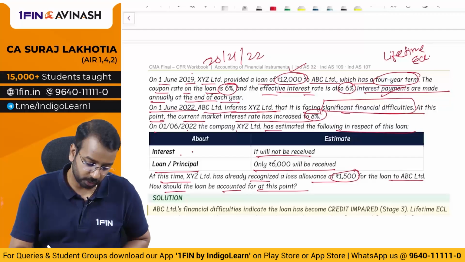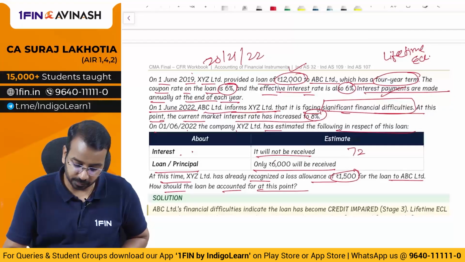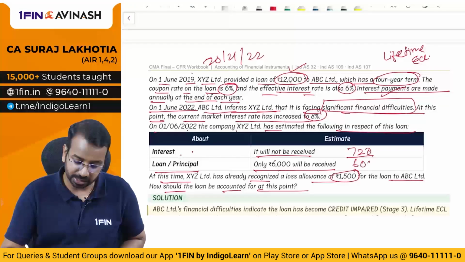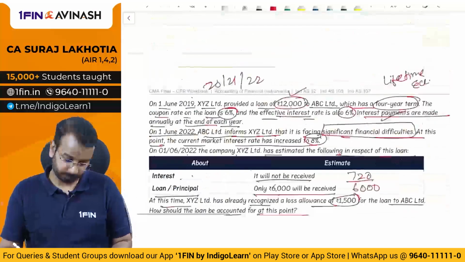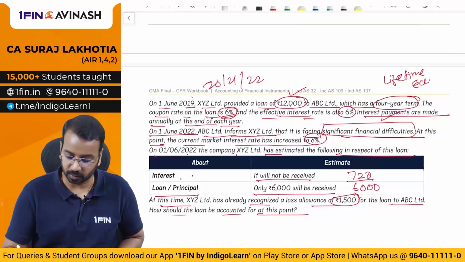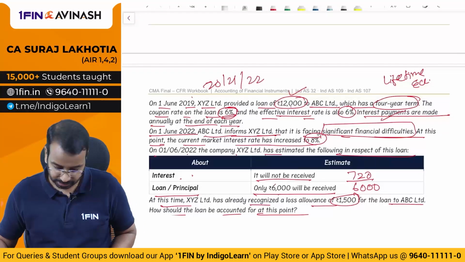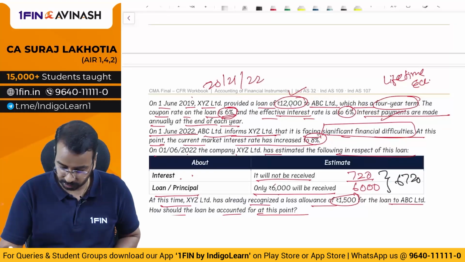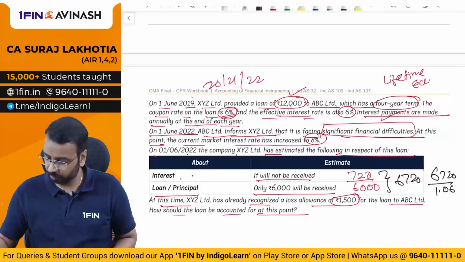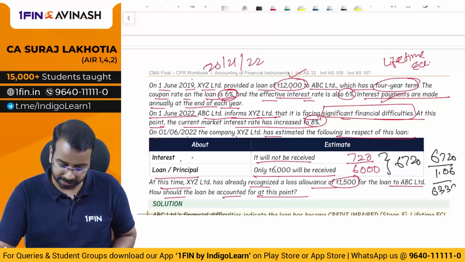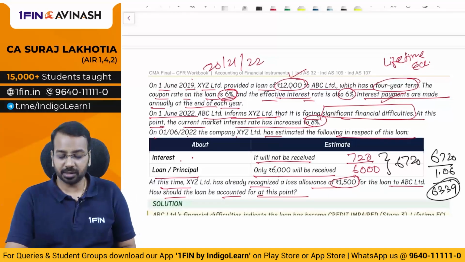What is the lifetime expected credit loss? Interest will not be received. 12,000 into 6%, 720 interest will not be received. Of the principal, 6,000 will be received, 6,000 will not be received. Now, what is the present value? See, the loan had an effective rate of 6%, so we will consider 6% only. So, 720 plus 6,000, you get a total of 6720. This 6720 you divide by 1.06, you have 6339. Total loss is 6339. Present value of the credit loss is 6339.